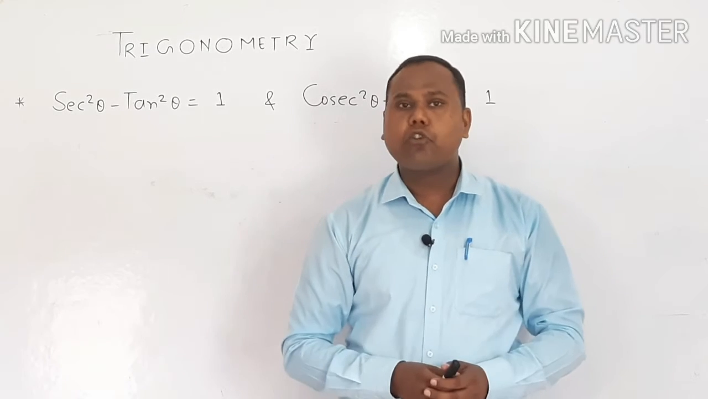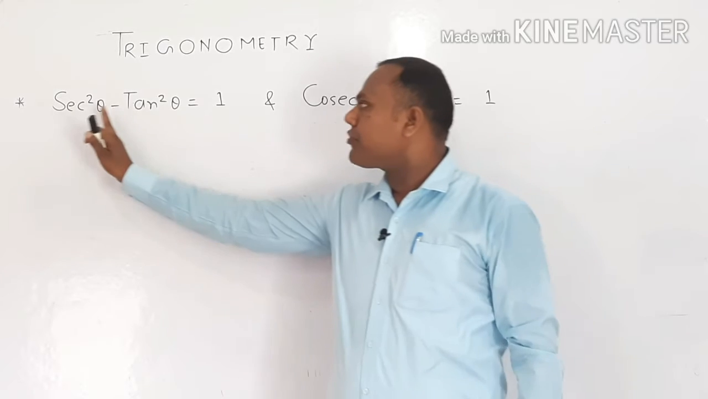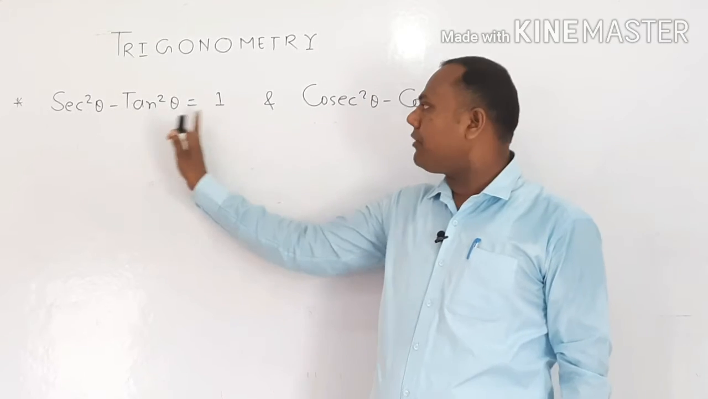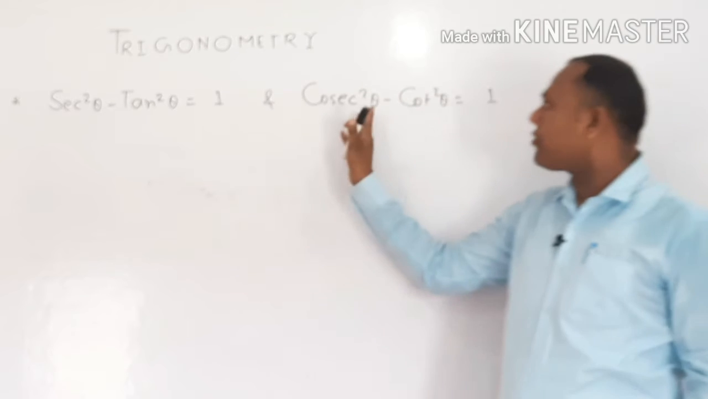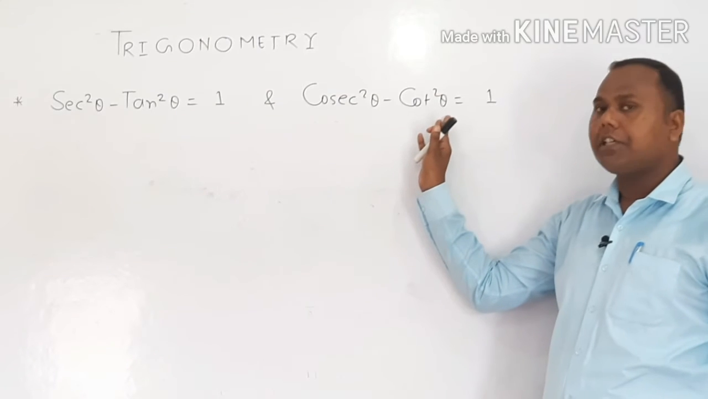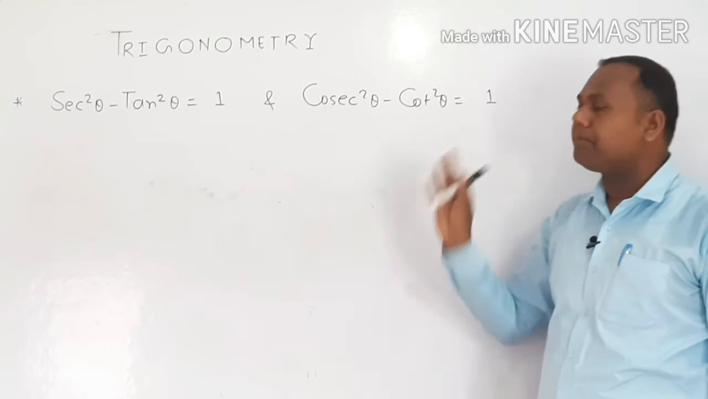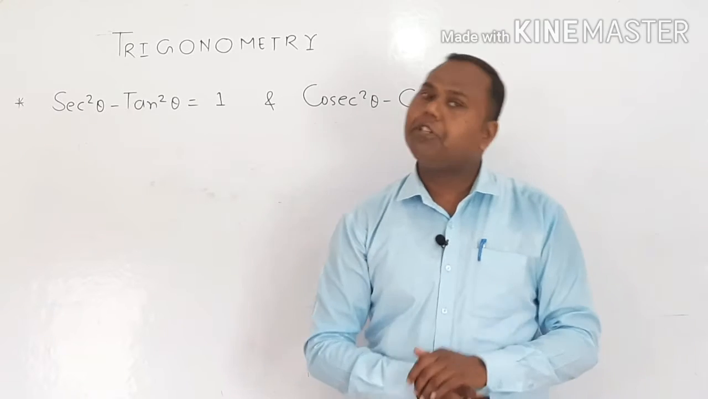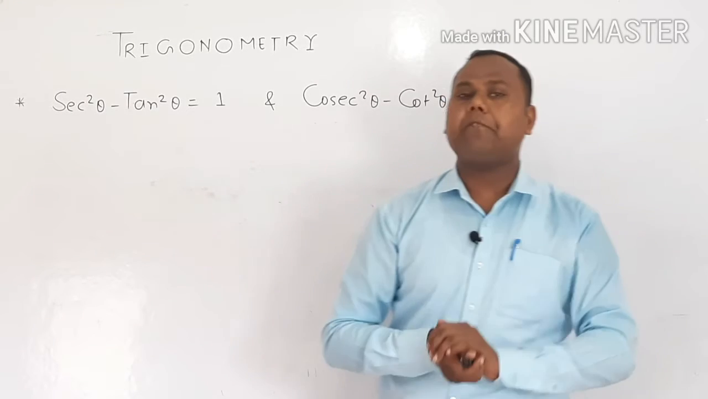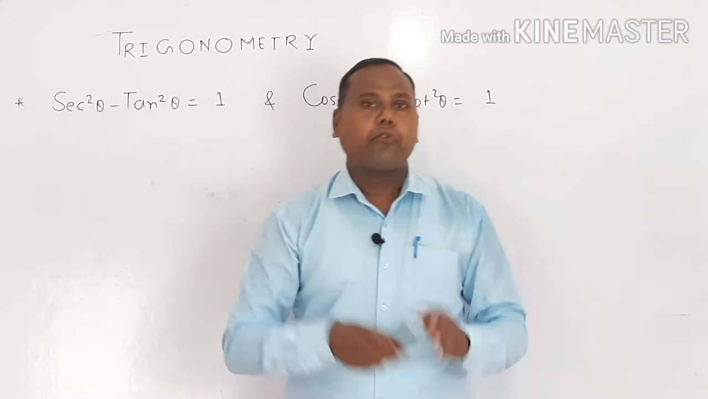Today I am going to talk about the relationship sec square theta minus tan square theta will be equal to 1 and cosec square of theta minus cot square theta will be equal to 1, and its manipulation with negativity or negative sign. So let us proceed.